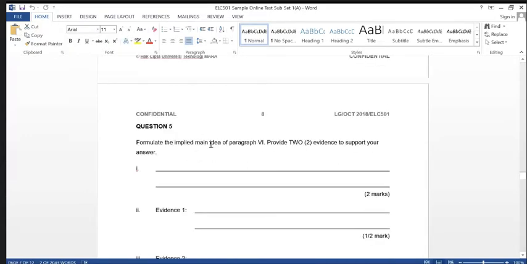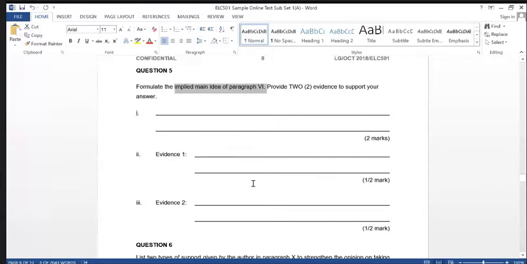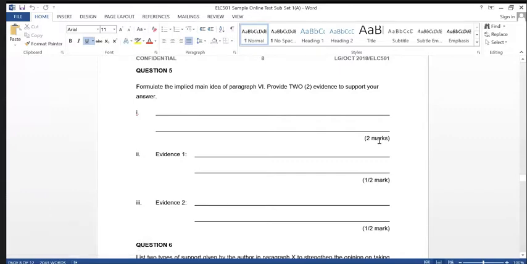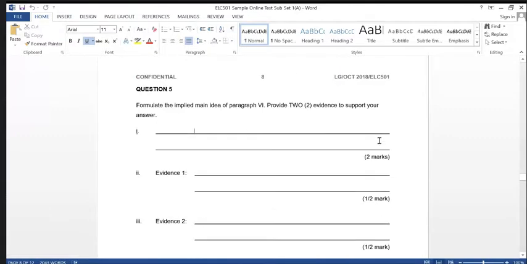Now question 5, something that we have learned. Again, notice that they are asking it from a specific paragraph, and they use the word formulate, and evidence is required. Again, this is not as easy as stated main idea. You can see the allocation of marks is 2 marks here. Imply can never be copy and paste. Any element of copy and paste means you are not on the right track with your answer. And if the answer is wrong, the evidence cannot be accepted.